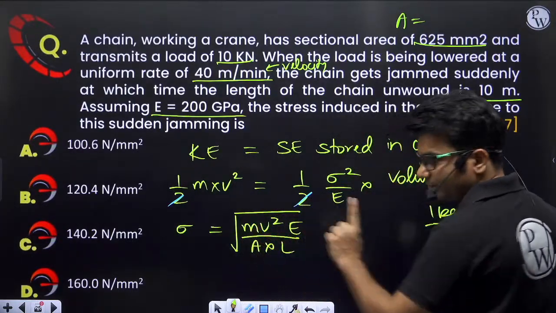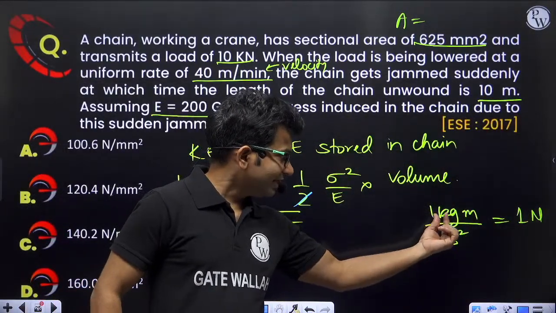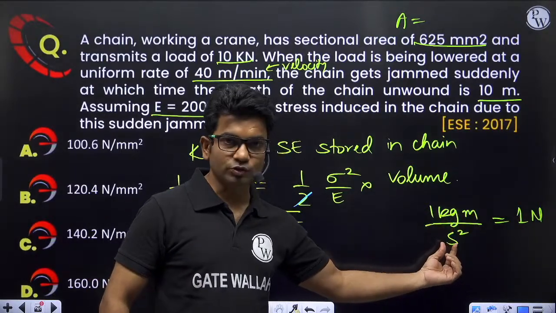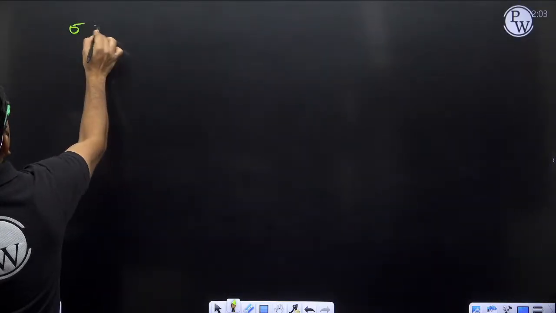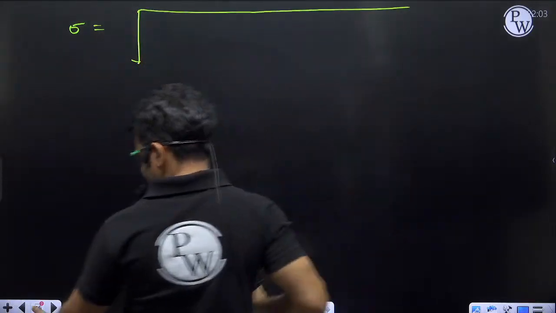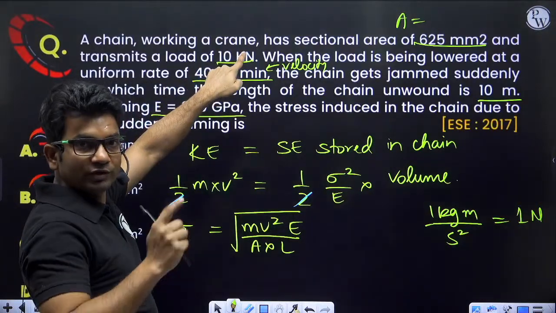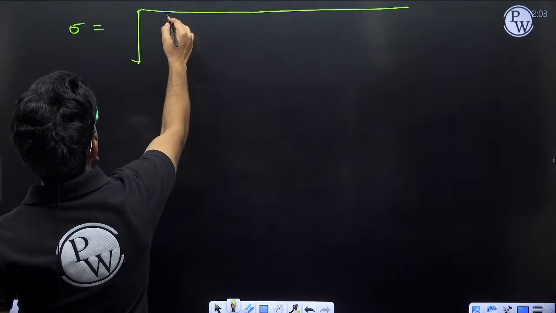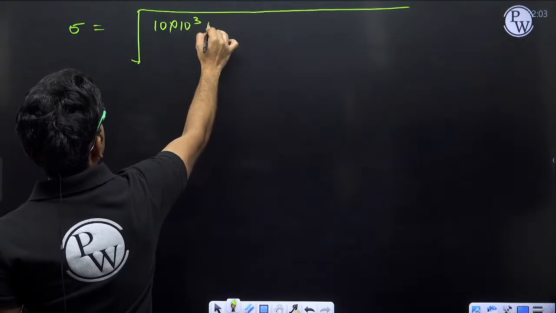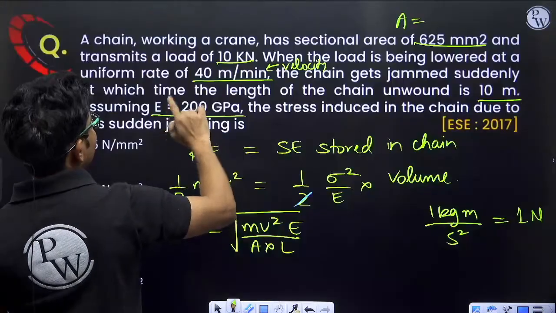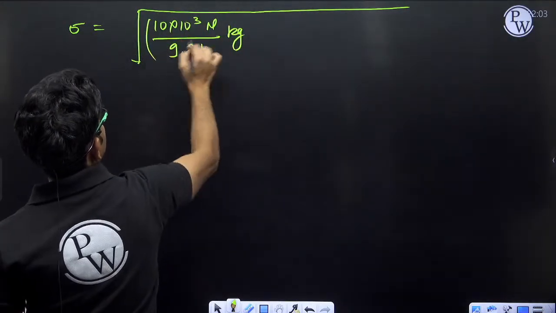So mass will come in kg. We have to put values like that. We should get 1 kg meter per second square, then we can write it in Newton. So sigma will be equal to mass. What was the value of mass? Weight is given as 10 kilonewton, so let us convert it into mass. It is in kilonewton, so 10 into 10 to the power 3 Newton divided by 9.81 g. So this has become kg. This much is the mass.